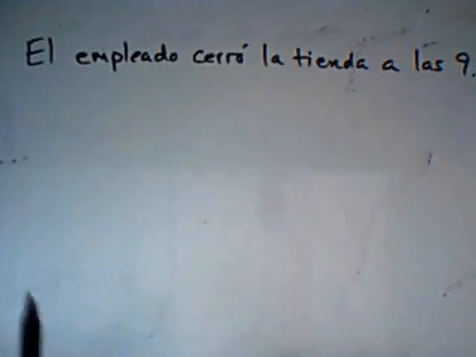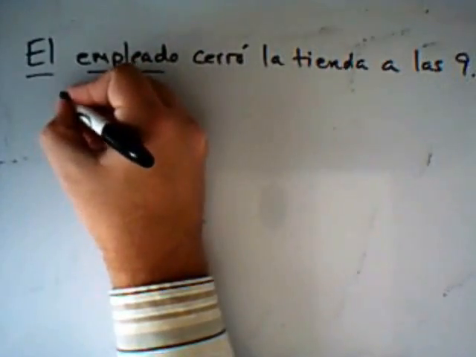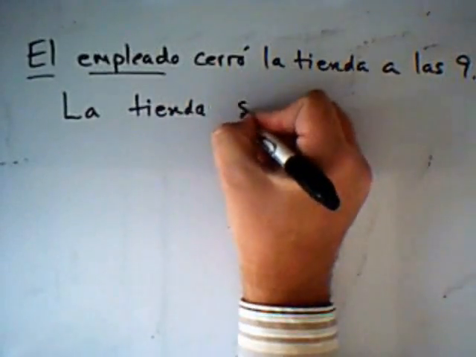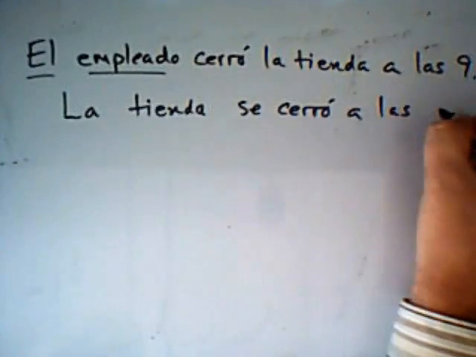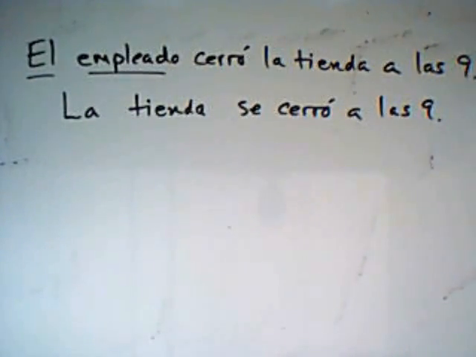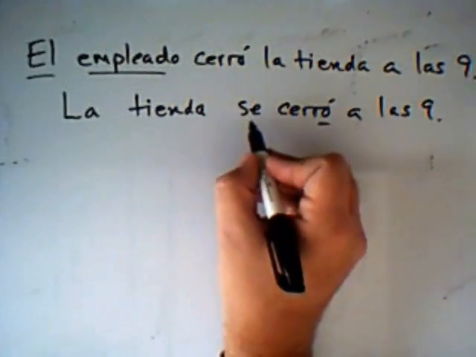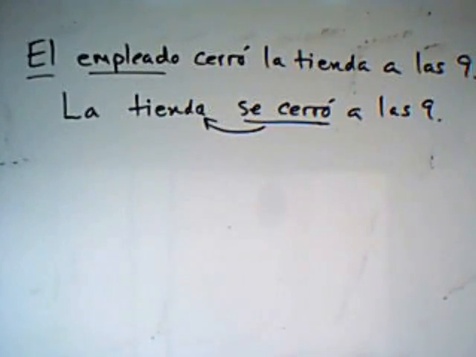Well, when the agent is not very important or can be left out, and the main point of the sentence is that the store closed at 9, we could write something in the passive voice like la tienda se cerró a las 9. La tienda se cerró a las 9. Again, using the preterite form of the verb, and this verb also agrees in number with the singular la tienda, se cerró a las 9.